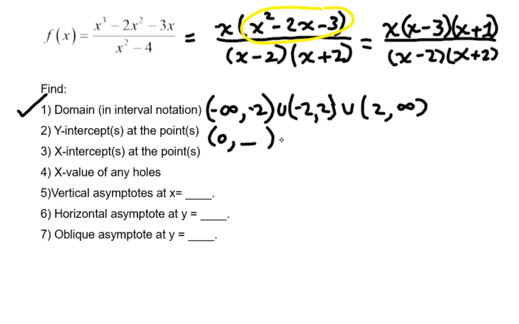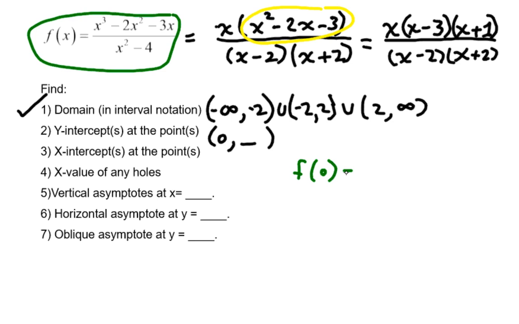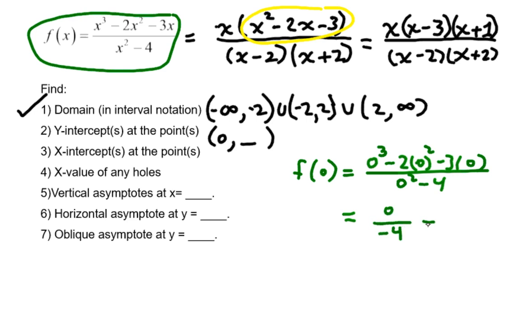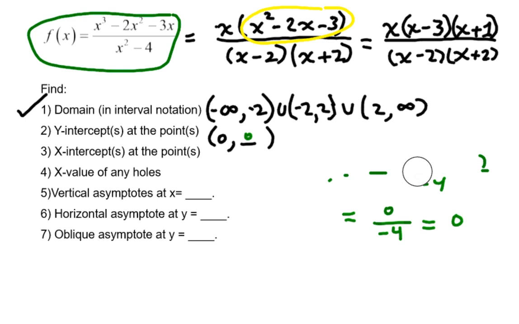Okay, now you can either do this with your original polynomial, which looks like it would be pretty easy to do that. So I'm going to do that. I'm going to take my original function, or excuse me, not my original polynomial. I meant to say my original function before it was factored and just plug in 0. So I have 0 cubed minus 2 times 0 squared minus 3 times 0 over 0 squared minus 4. So I just plugged in zeros everywhere there was an x. The top simplifies to 0 and the bottom simplifies to negative 4. So the whole thing simplifies to just 0. So the y-intercept is at the origin 0, 0. And that is number two answered.